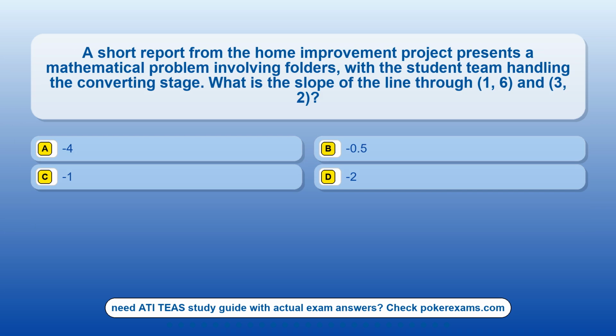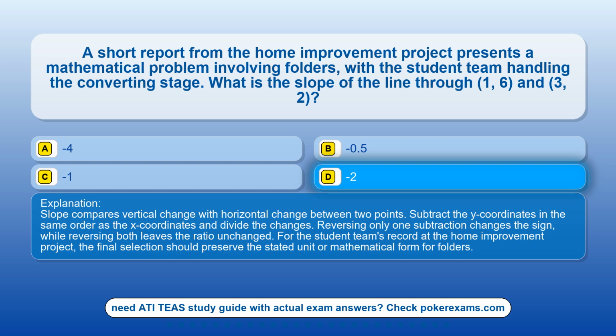Question 23. A short report from the Home Improvement Project presents a mathematical problem involving folders, with the student team handling the converting stage. What is the slope of the line through (1, 6) and (3, 2)? Option A, -4. Option B, -0.5. Option C, -1. Option D, -2. The correct answer is option D, -2.